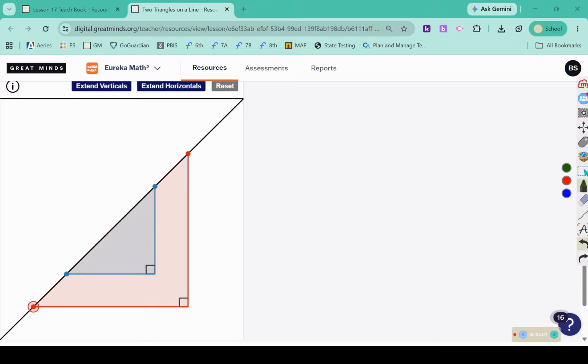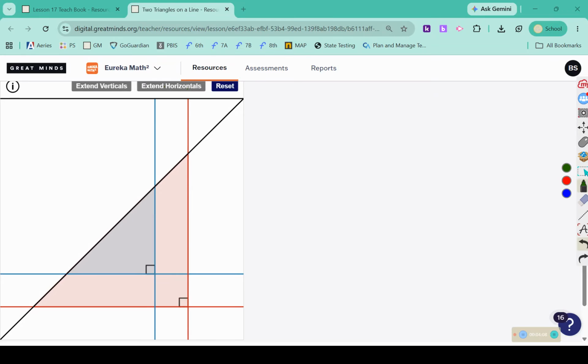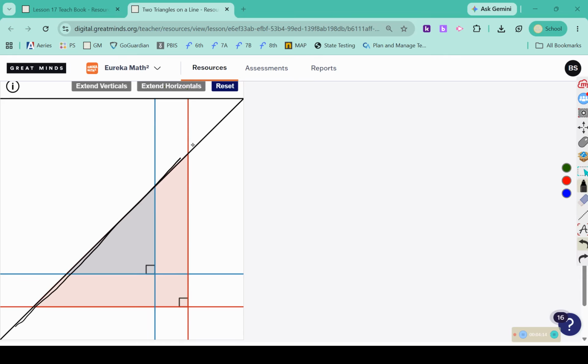Even if we make it larger, we can see specifically that this line here could be considered a transversal of these. So these are corresponding angles. You could also state that these two angles are corresponding. So they have 3 angles that are the same.